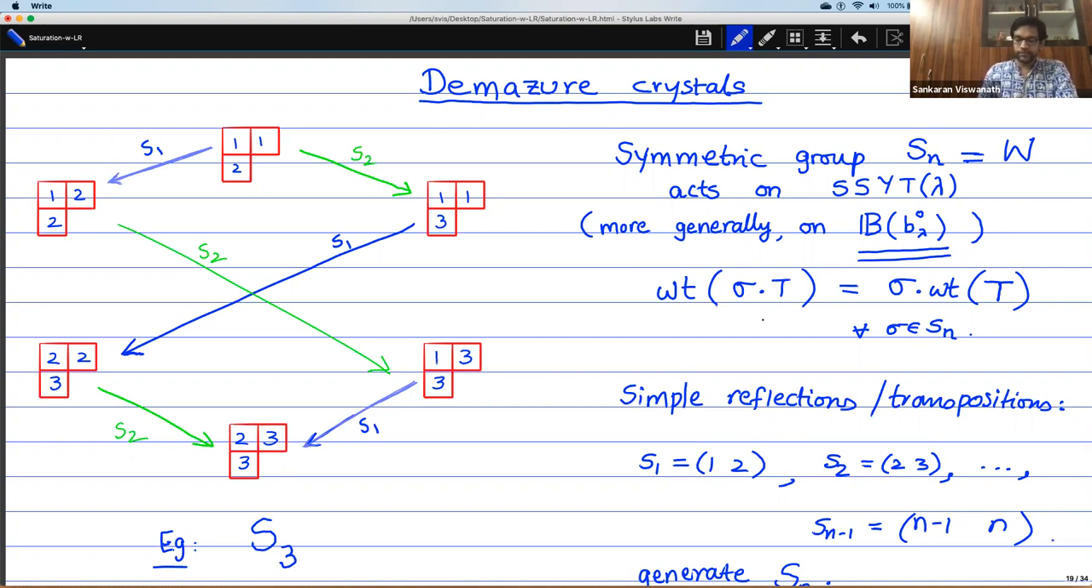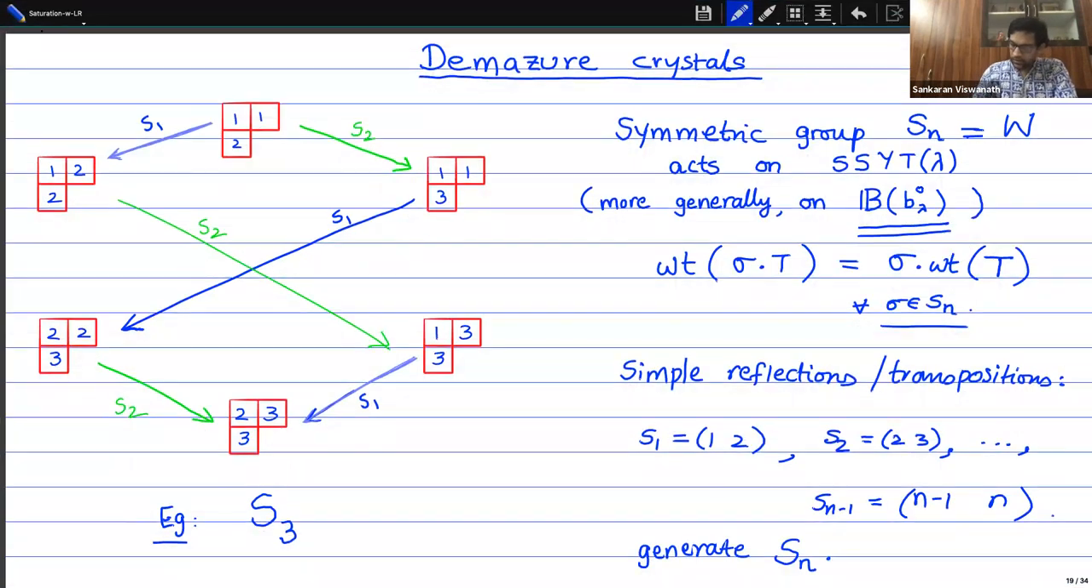Or if you wish to think in terms of weights, here's what it does. The action of sigma in SN on a tableau is as follows. The weight of the resultant is nothing but, if you know the weight of T, then you act sigma on that weight. So this is the weight space in which the action lives. Here's the thing. Simple reflections for SN generate SN. The simple reflections are just the adjacent transpositions, 1 2, 2 3, 3 4, and so on.